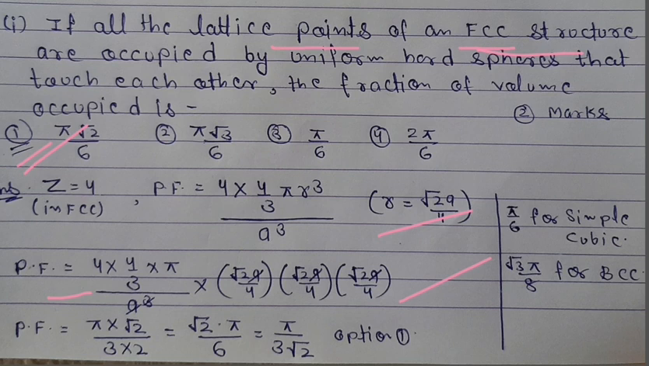And I also show you that as root 2 pi by 6 is the packing fraction for FCC structure, you see that here pi by 6 is the packing fraction for simple cubic, and root 3 pi by 8 is the packing fraction for BCC, okay. So you also note these values, okay friends.